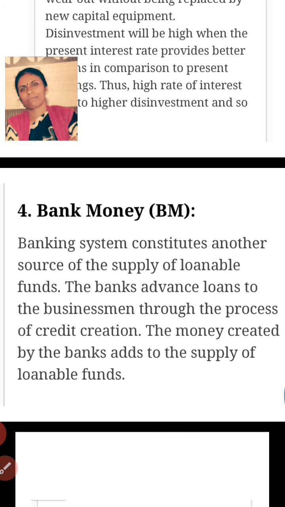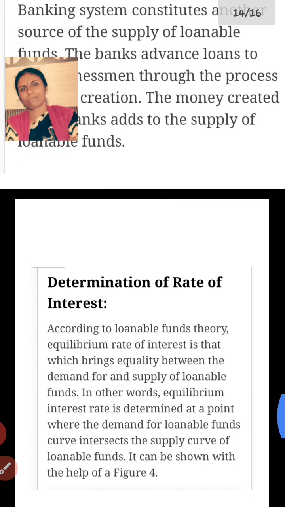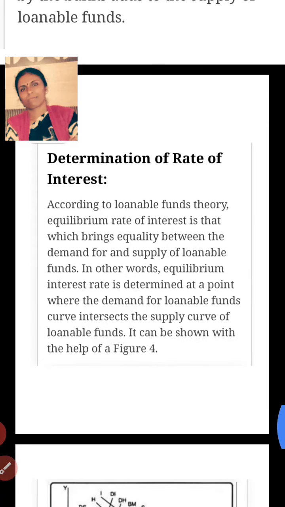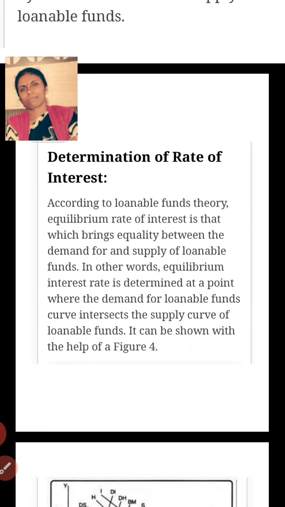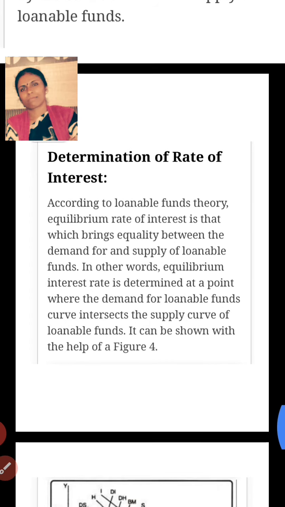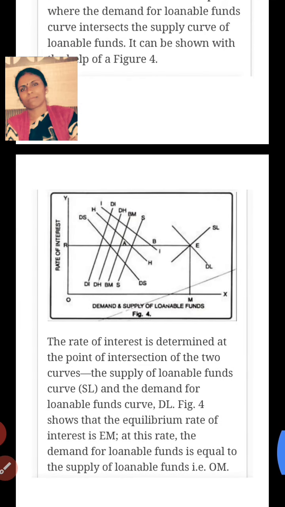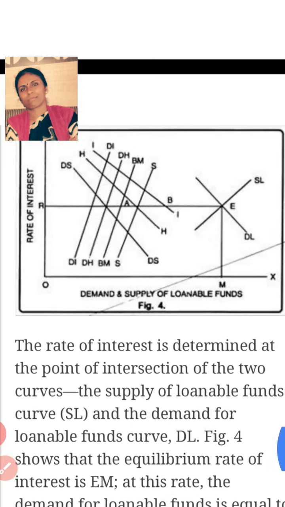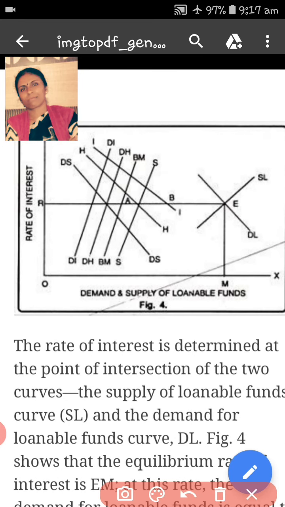Yes, now come to the point of how the rate of interest is determined. According to the loanable funds theory, the equilibrium rate of interest is that which brings equality between the supply of and demand for loanable funds. And this is explained with the help of the diagram given here. Yes friends, see here two curves are there. One is the supply curve and another one is the demand curve. Okay.